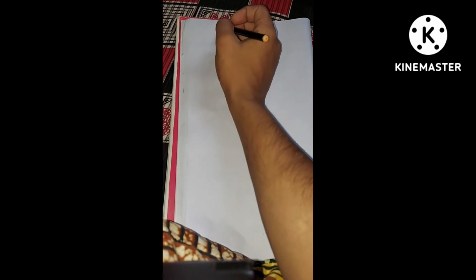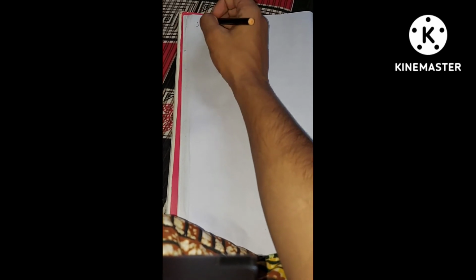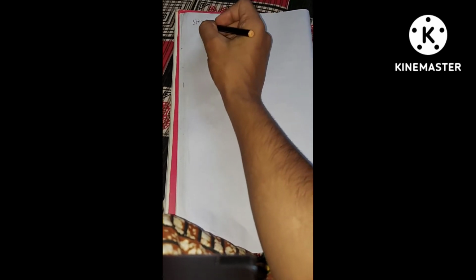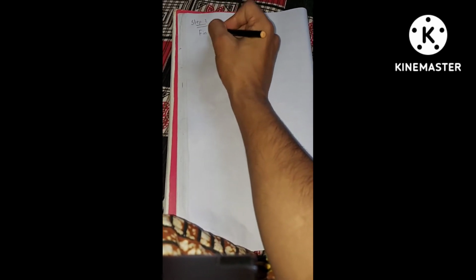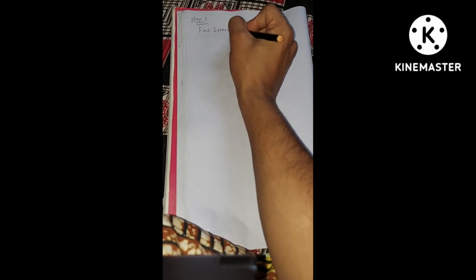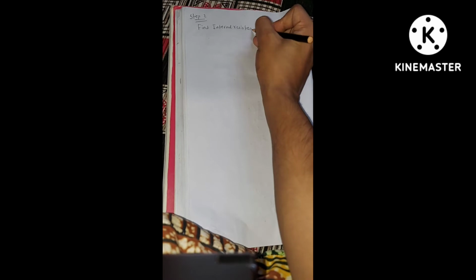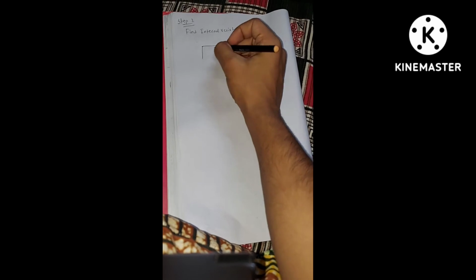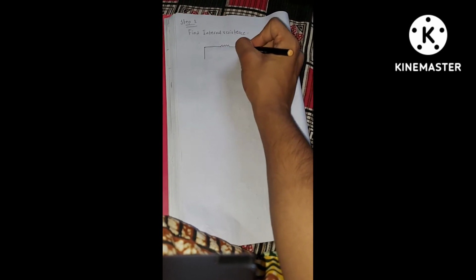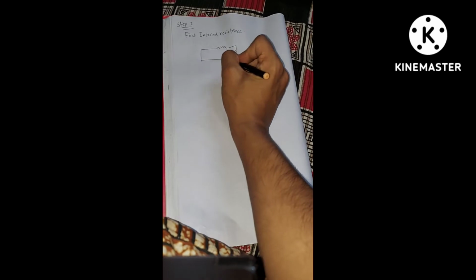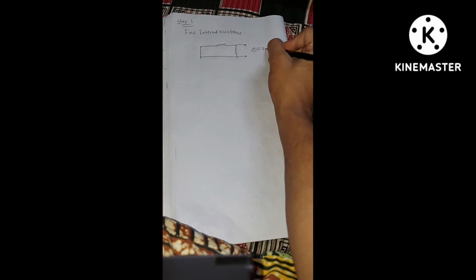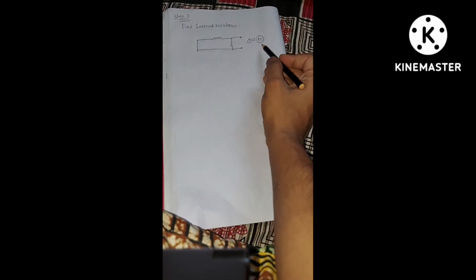Now step 2. In step 2 we have to find the internal resistance. So again draw a circuit. I take this as R1, I take this as R2, and finally the circuit is open and I have to find this Ri, the internal resistance. Let me consider this internal resistance as Ri.